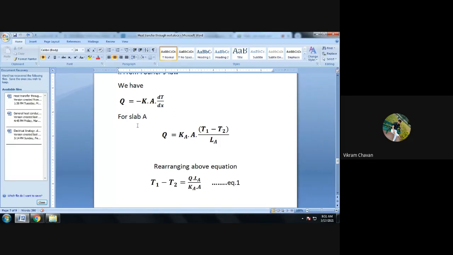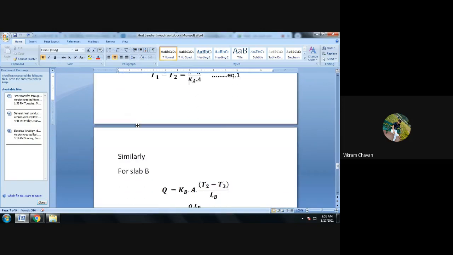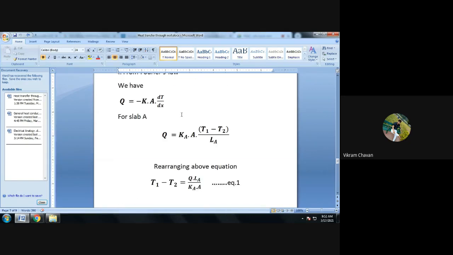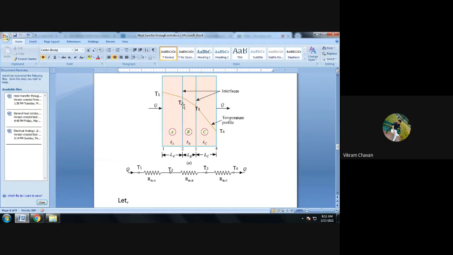Similarly, we are going to perform the same for slab B also. For slab B, once again we will check the diagram. For slab B, the initial temperature is T2, and the second surface temperature is T3. Its thermal conductivity is K suffix B, and its thickness is L suffix B.